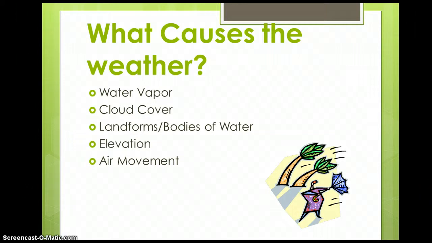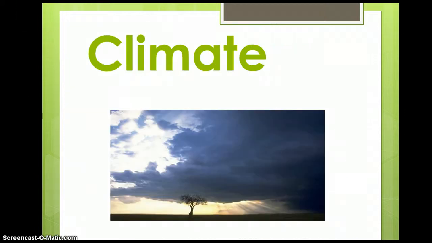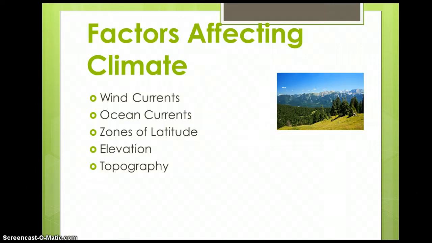Those are all going to play into what affects our weather on a daily basis, but things like water vapor, cloud cover, landforms, if you're by a body of water, elevation, here in Colorado we should be aware of that, and air movement. So that can affect our short-term daily weather events. Keep in mind, we're talking weather, we're talking short term. Climate, that's the longer term. When we talk about the climate of an area, that's overall what their general climate is.